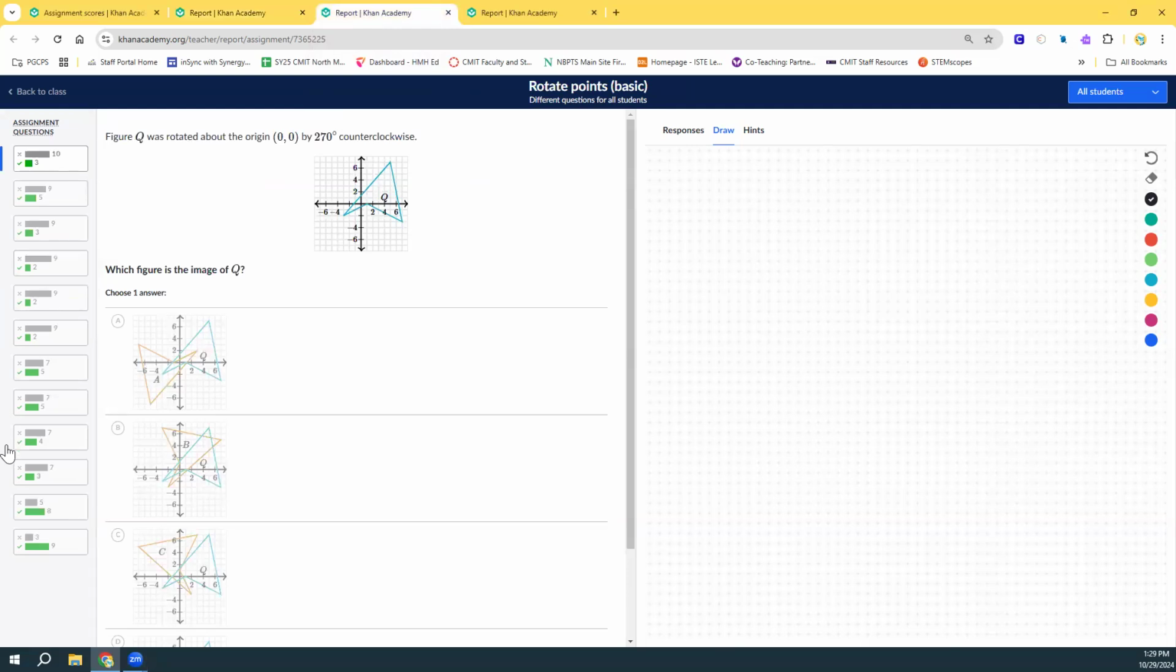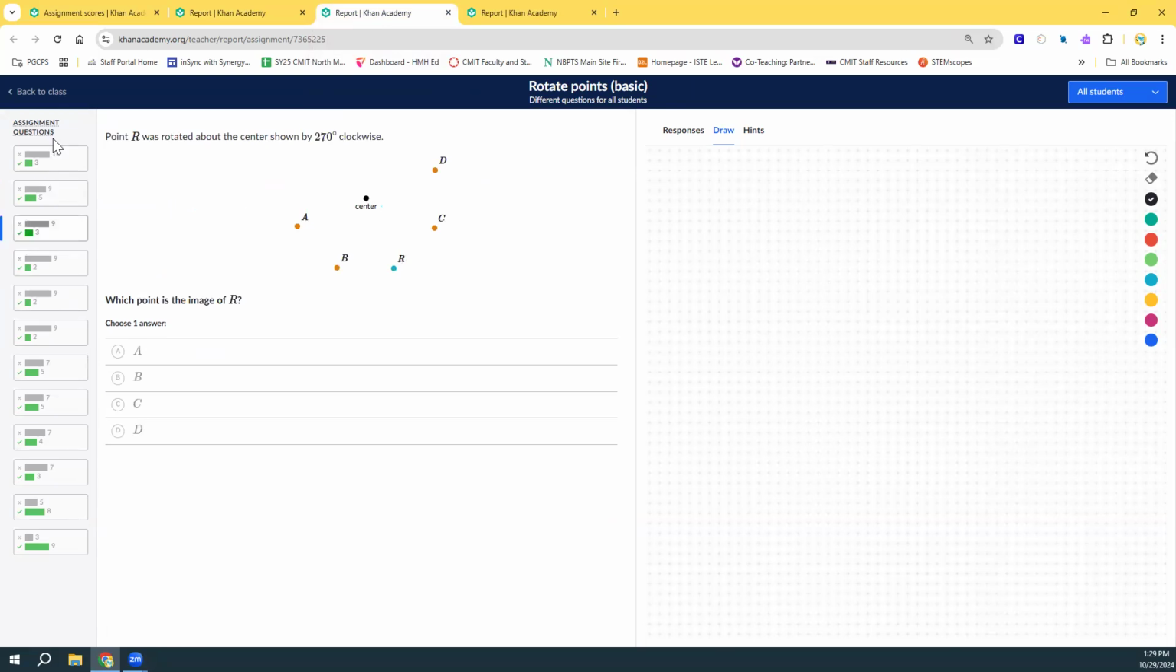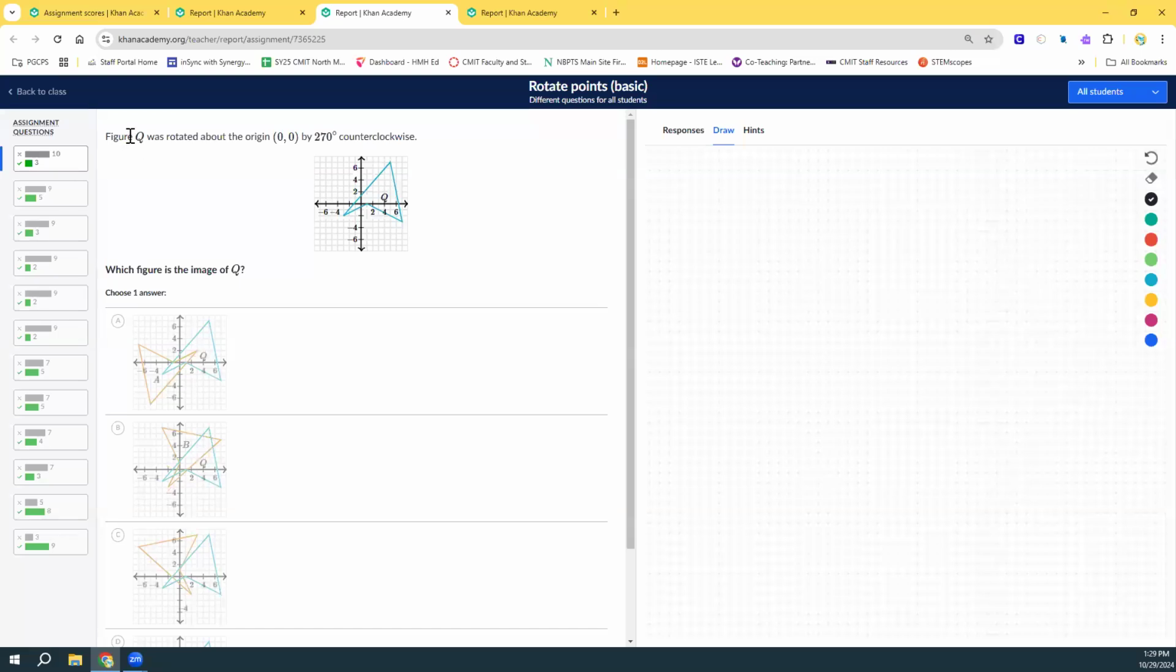It is, I think. All right, so let's talk about rotating points. This is what we did in class today. I tried to skip some of them a little bit, but okay. Let's start with this one. So figure Q was rotated about the origin by 270 degrees counterclockwise.